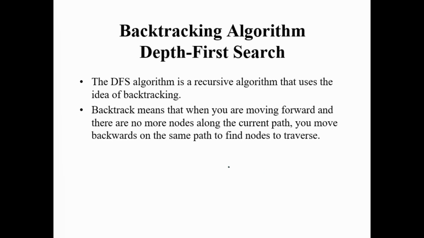Now, depth first search is a backtracking algorithm. What it means is that it is a recursive algorithm that uses the idea of backtracking, and it involves exhaustive search of all the nodes by going ahead if possible, else by backtracking. What backtrack means is that when you are moving forward and there are no more nodes along the current path, you move backwards on the same path to find the nodes to traverse. All the nodes will be visited on the current path till all the unvisited nodes have been traversed, after which the next path will be selected.